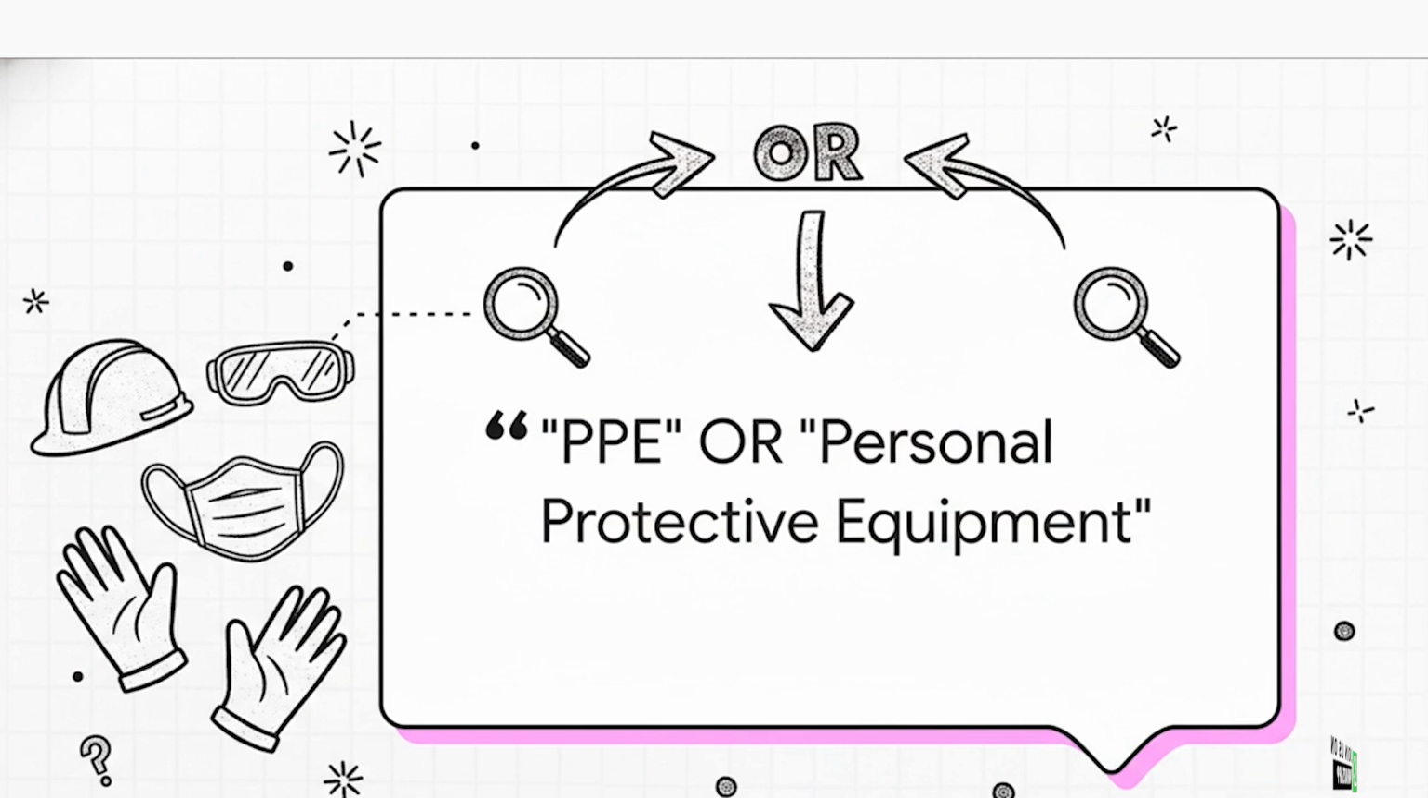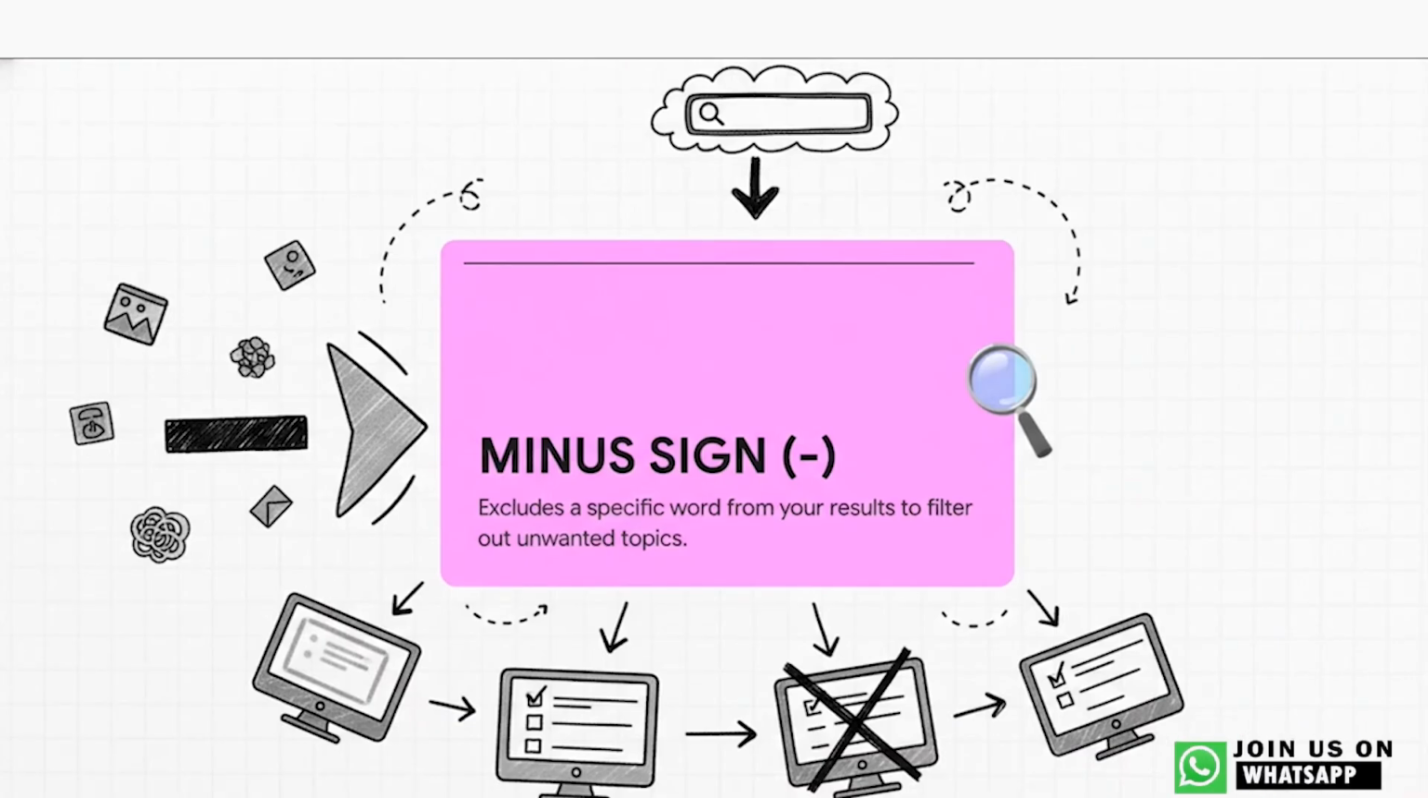Okay, now for one of my personal favorites, the minus sign. This is literally your get-this-out-of-my-face button. If your results are getting clogged up with some topic you don't care about, you just stick a minus sign right in front of that word and make sure there's no space, and boom, Google will kick out any page that mentions it. Let me give you a great example.